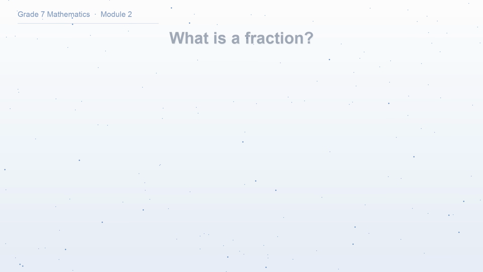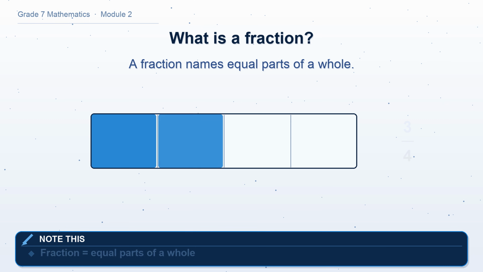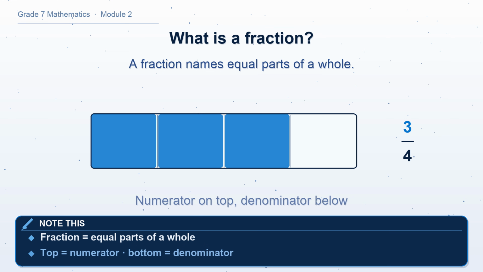A fraction names equal parts of a whole. Picture a chocolate bar divided into 4 equal pieces. If we take 3 of those pieces, we have 3/4. The number on top, the numerator, tells how many parts we take. The number underneath, the denominator, tells how many equal parts make the whole. So, the whole only matters when its parts are equal.